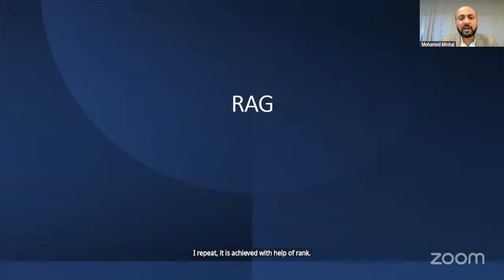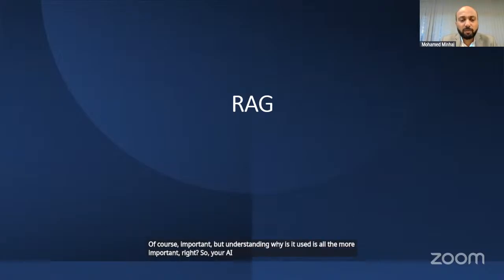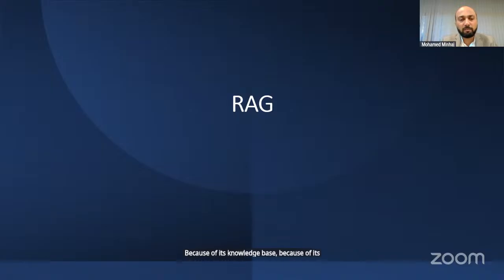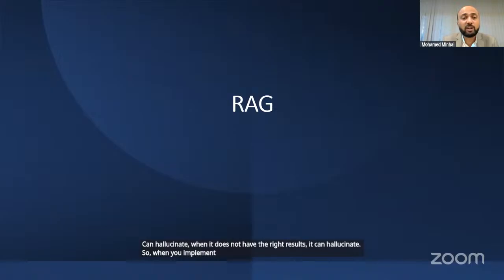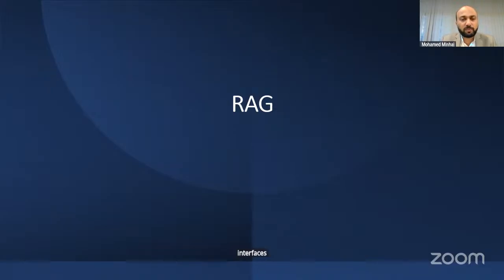Kindly understand the requirement for RAG. Understanding what RAG is, of course, important, but understanding why it is used is all the more important, right? Your AI systems, because of their knowledge base, because of their hallucination temperature, can hallucinate. When it does not have the right results, it can hallucinate. So when you implement any AI-based interfaces to your library services, there are chances that it can hallucinate. Okay, so how do you reduce this?